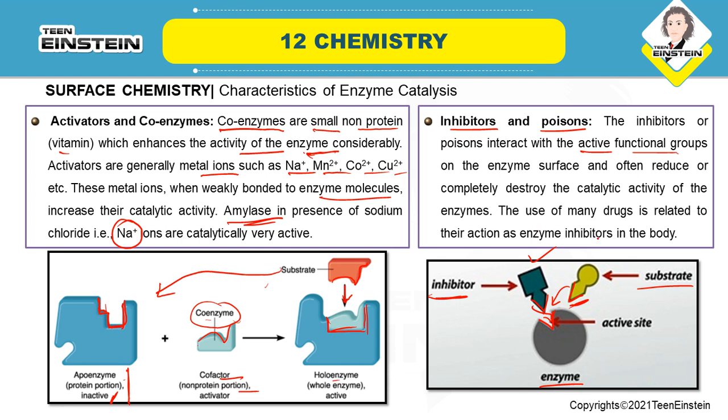So an example is the use of many drugs that we take. Okay, it is related to their action as enzyme inhibitors in the body. So suppose inside the body there are some reactions we want to prevent that are harmful for our body, undesired reactions. In that case, if we take a drug, the mechanism of the drug will be such that it will act as an inhibitor, it will block the active site, so the undesired reaction will not take place. Okay, so this is the application.